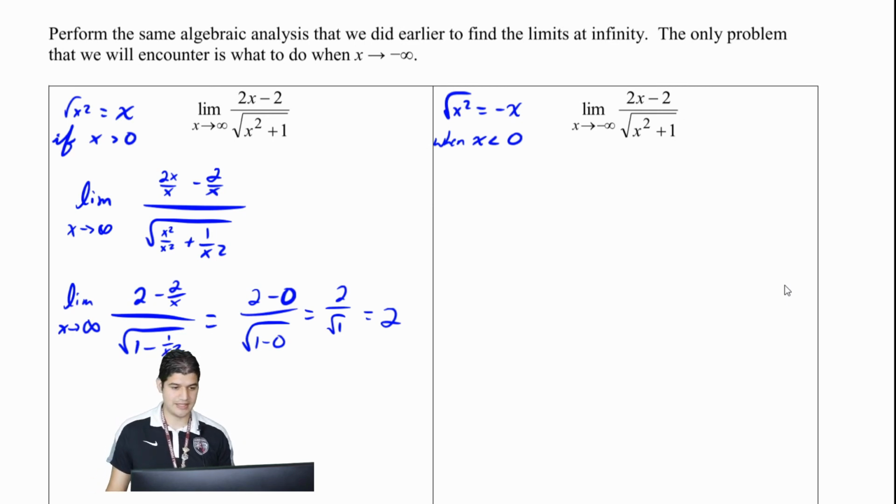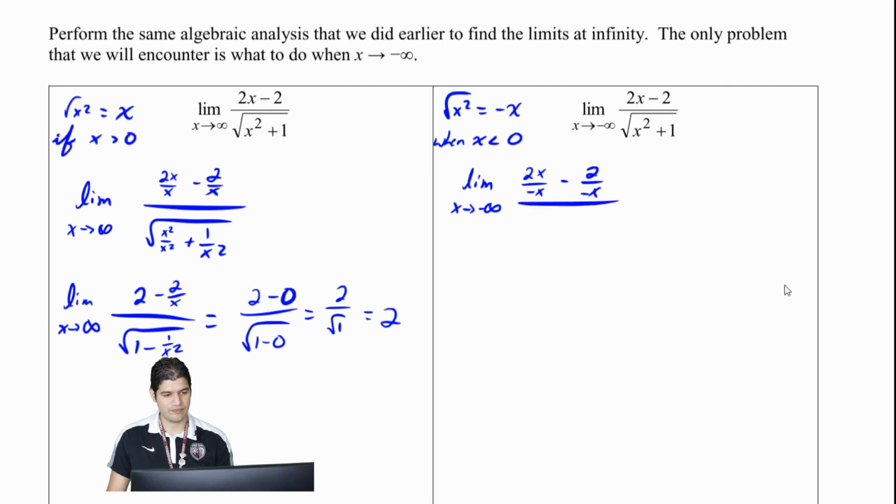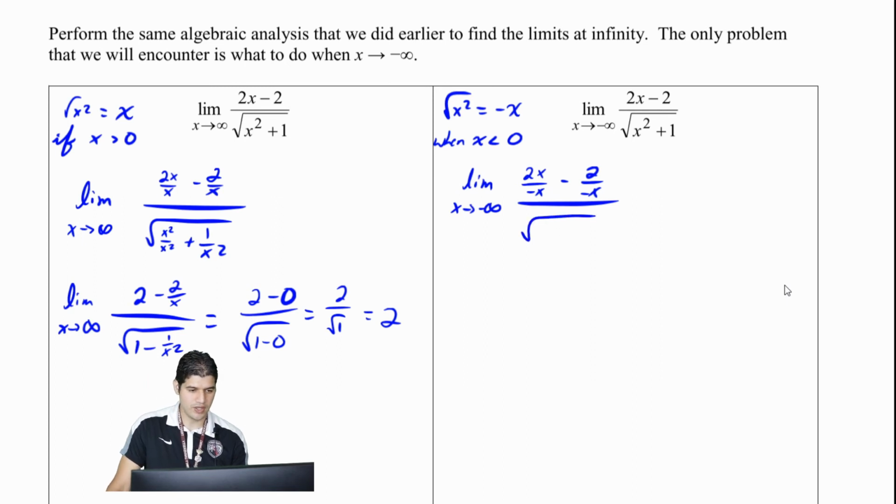So let's do this now. The limit as x approaches negative infinity of 2x divided by negative x in this case, minus 2 over negative x, over the square root, and this part won't change, x squared over x squared plus 1 over x squared. All right, so now let's keep going. The limit as x approaches negative infinity.